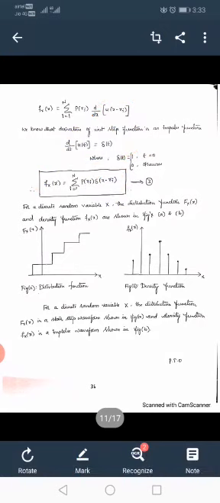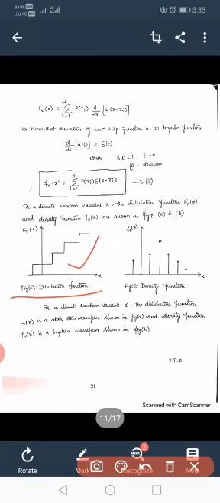Here one thing we can observe: for a discrete random variable, the distribution function is a stair-step waveform and the density function is an impulse signal. For a discrete random variable, the distribution function is a stair-step waveform and the density function is an impulse waveform.